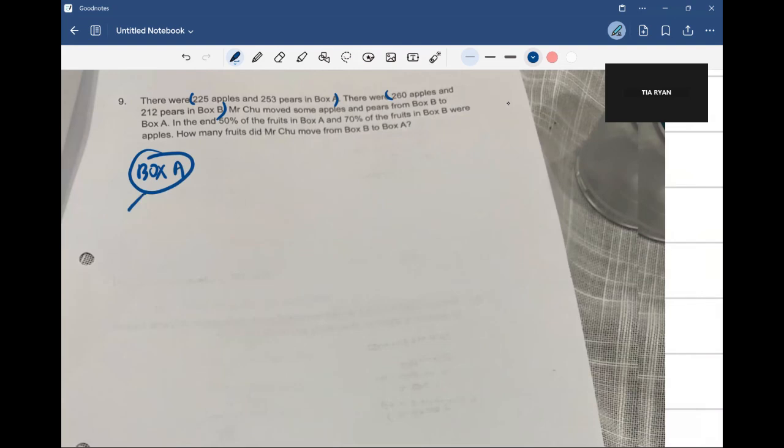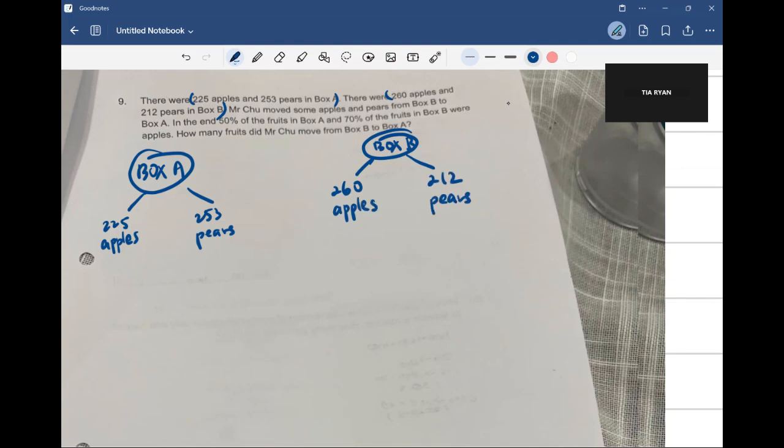Box A, we have 225 apples and we have 253 pears. Okay, and then in box B, what we have is 260 apples and 212 pears.